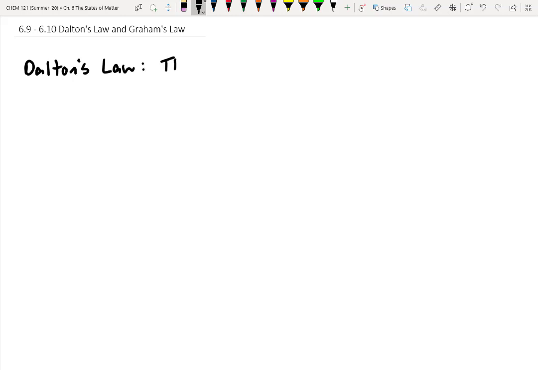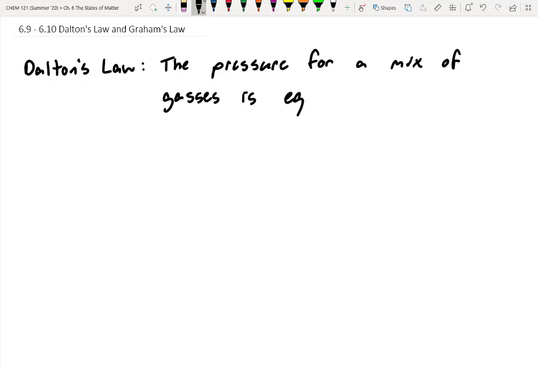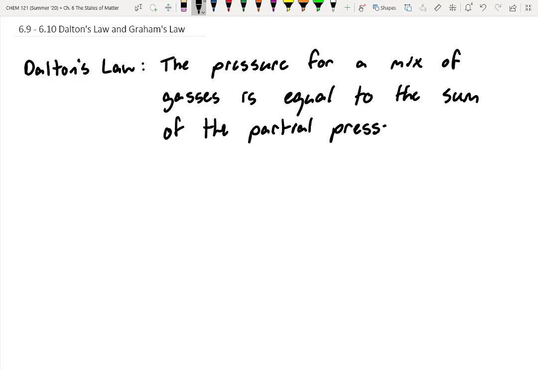and Dalton's Law says that the pressure for a mixture of gases is equal to the partial pressures, the sum of the partial pressures, excuse me, for all gases present.